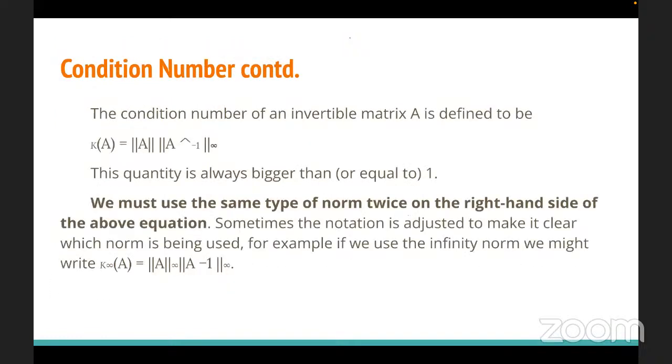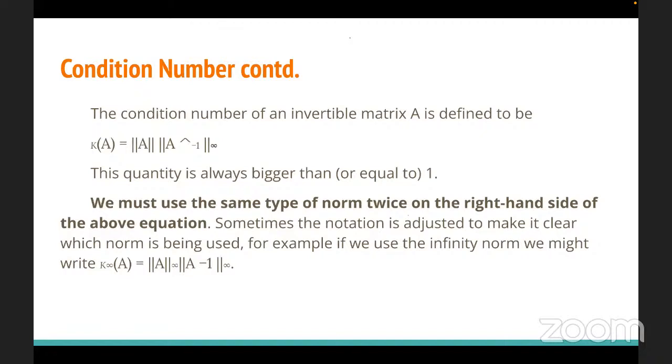So now that we know how to calculate the matrix norm, we can go back to our condition number and calculate it. We said condition number is the norm of a matrix multiplied by the norm of the inverse of a matrix, right? And it is always bigger or equal to 1.